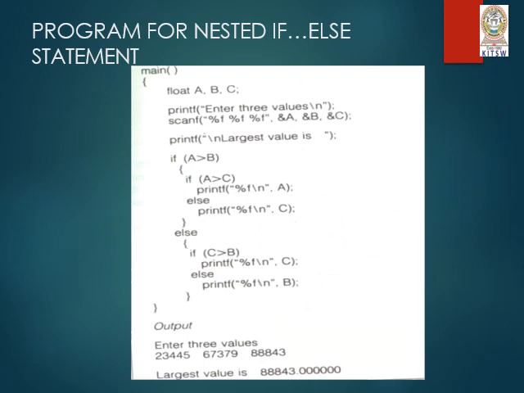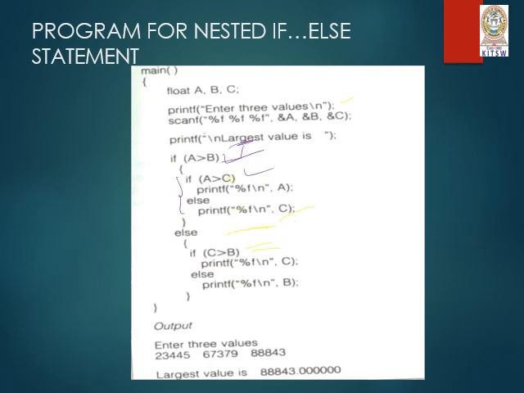And here is the program for the nested if-else statement. So we have three values. Within an if we can use one more if. So here, if a is greater than b, and within this, one more if-else block. This is a nested if-else. Within an if we are writing one more if-else block, that is a nested if-else.